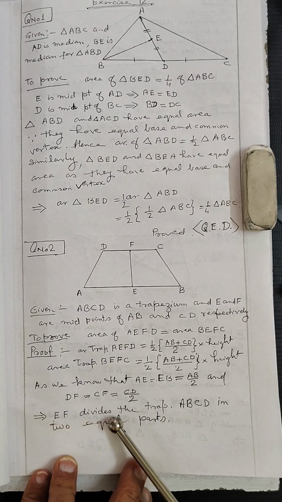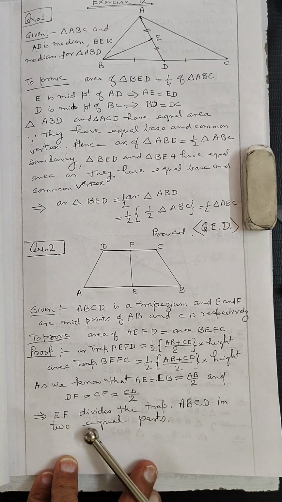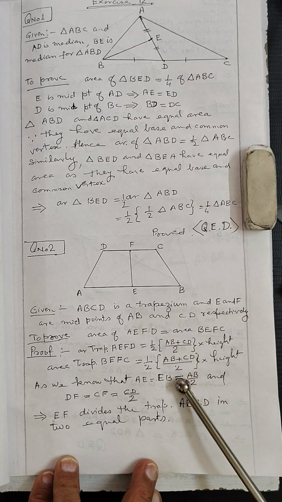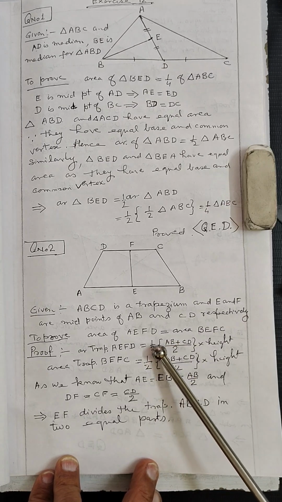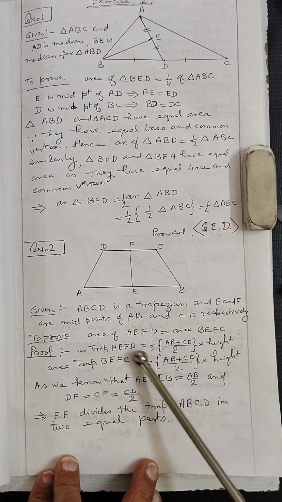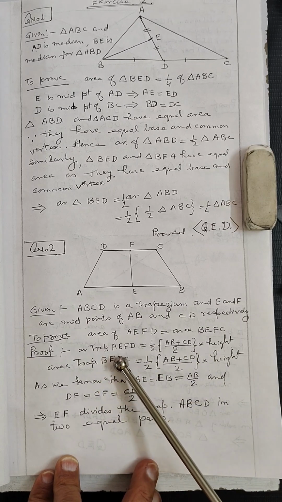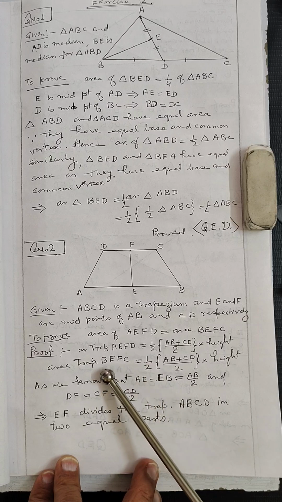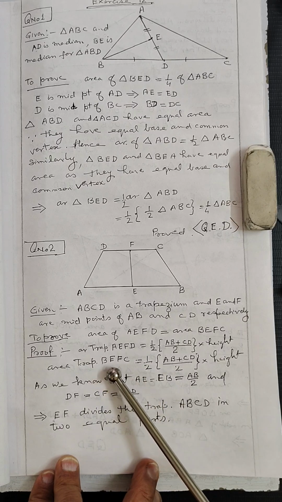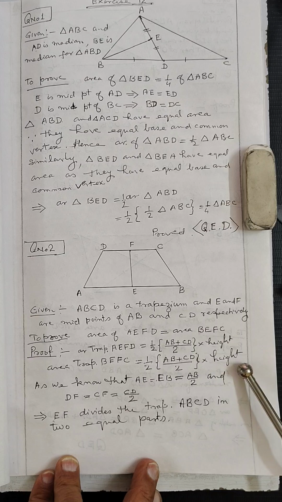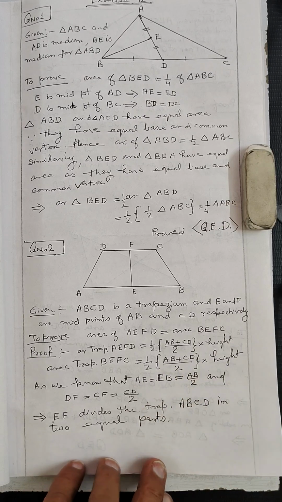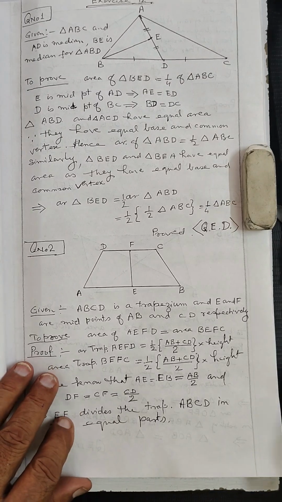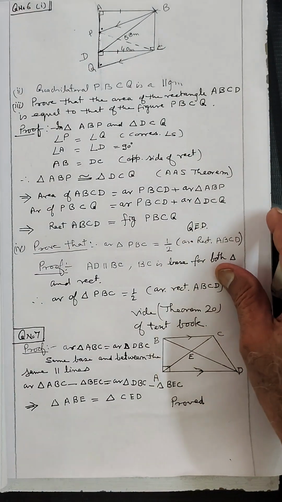Now EF divides the trapezium ABCD into equal parts, because if we compare them, these are the same. You see the right hand side of the area of AEFD and the area of trapezium BEFC. Both are the same. That is why they are equal. Now come to question number 3.